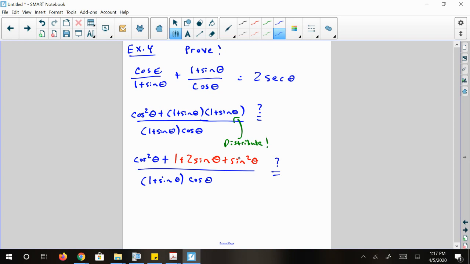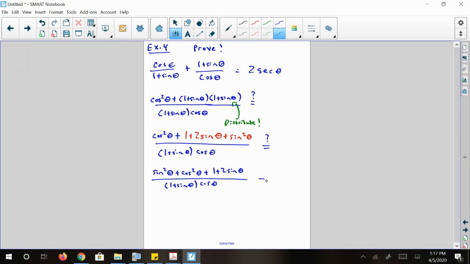Now let's take a look at the top. I now have a sine squared of theta and a cosine squared of theta. Okay, let's rearrange this sum. So now if I wanted to rewrite this in a different order, I'd have sine squared of theta plus cosine squared of theta plus 1 plus 2 sine of theta, all divided by 1 plus sine of theta times cosine of theta. Now, as I just mentioned, this is the Pythagorean identity. This becomes a 1. That's the heart of what we're talking about today, is that anytime you see something like that, you can replace it with 1.